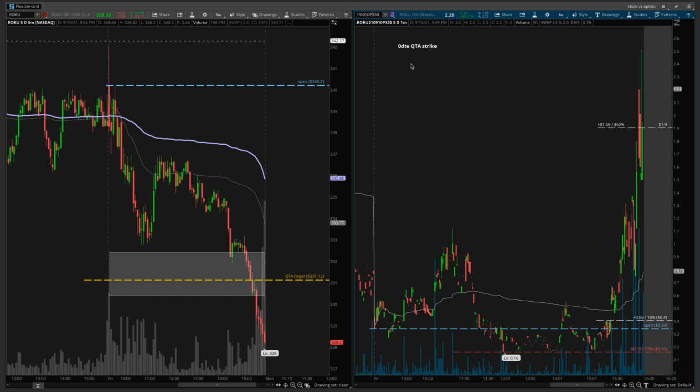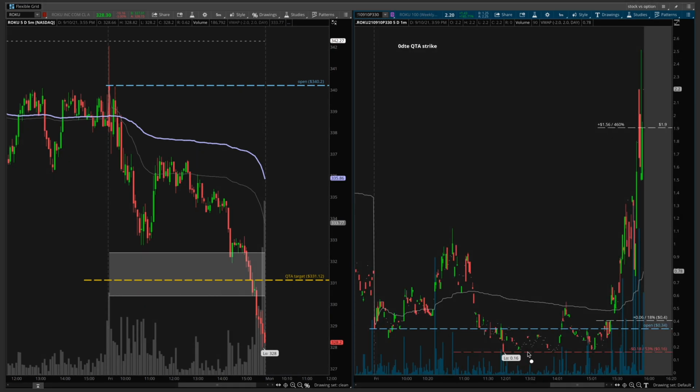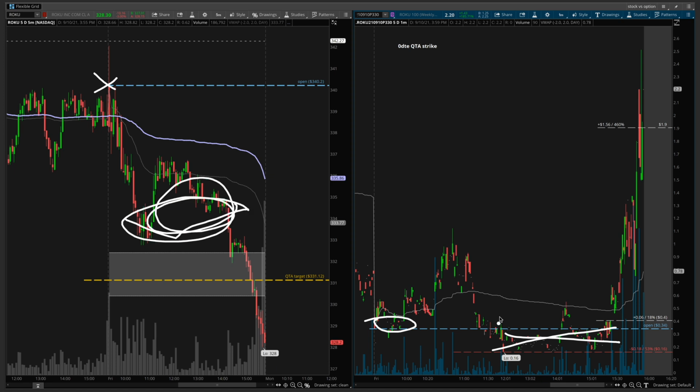So this is the difference between going with a 0-day versus if we jump forward to the next week. This option is not going to lose as badly on time decay. Even though we see here this option was cheaper than it was at the open, and Roku opened here, and by this time Roku was all the way down here, the option was still struggling.